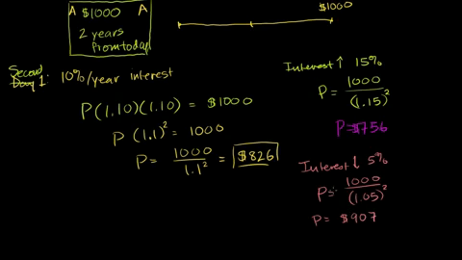So you see mathematically, when interest rates went up, the price of the bond went from 826 to 756. The price went down. When interest rates went down, the price went up. And I think it makes sense. The higher return you expect, the less you're willing to pay for that bond.